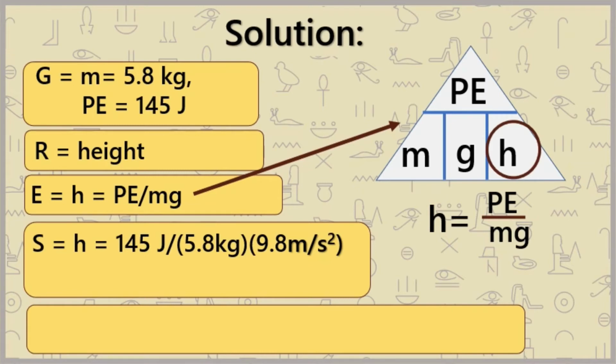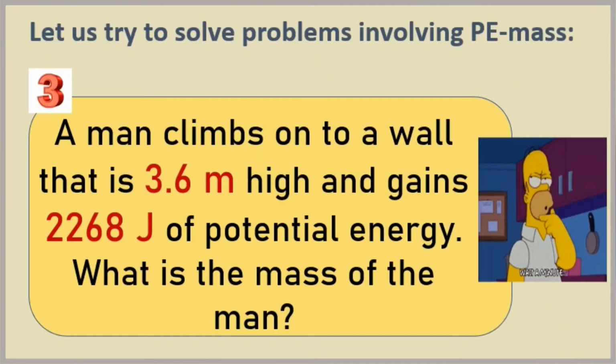And then, after getting the product, we now need to divide 145 joules by 56.84. Okay, so just divide it and then we will get the answer. The answer is H equals 2.55 meters. So let us have the last problem for potential energy.